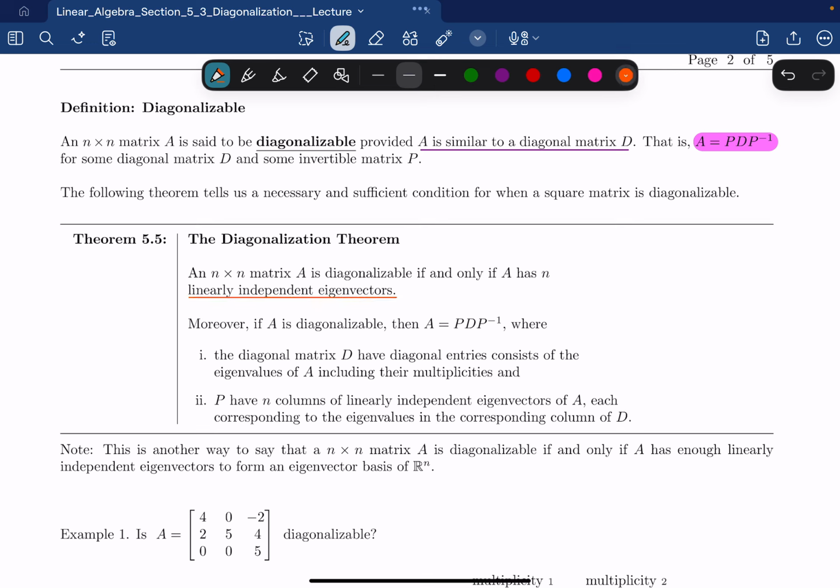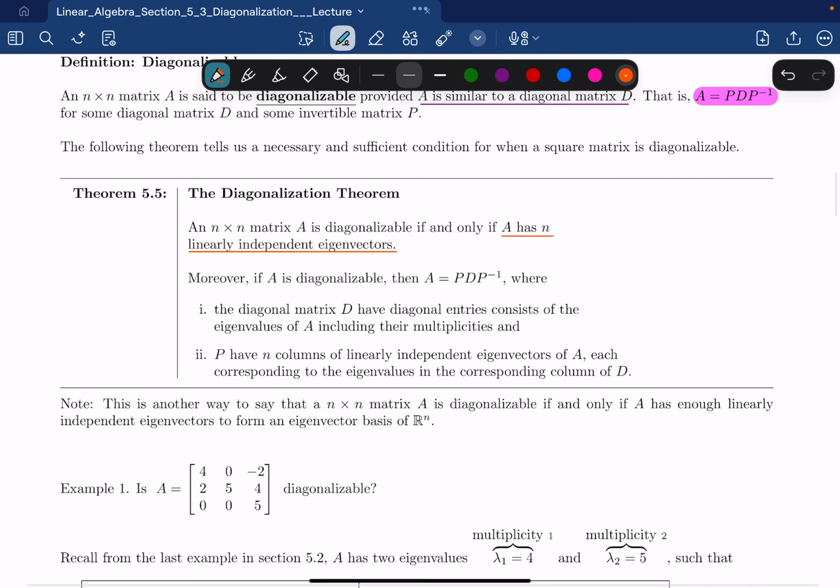N linearly independent eigenvectors. So in other words, I need enough eigenvectors. So how do we define enough? Well, I need exactly the same number of linearly independent eigenvectors as columns of A. But this theorem not only tells you when A is diagonalizable, the necessary condition for A to be diagonalizable, it also tells me how to find the diagonalization of A. That's kind of nice. This is a very important and strong theorem that we have to leverage.